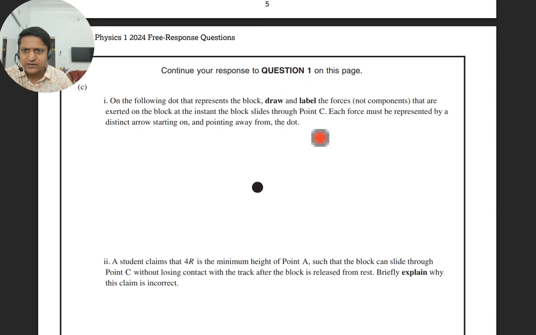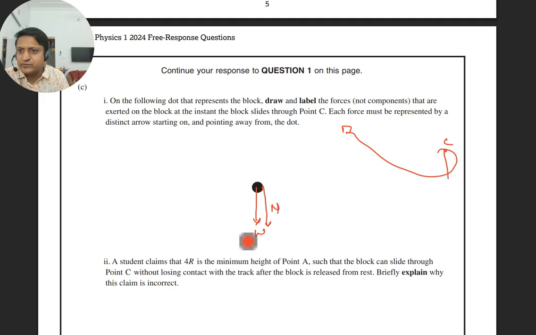Now the C part. On the following dot that represents the block, draw and label the forces that are exerted on the block at the instant the block slides through point C. Okay, so we have to draw the free body diagram. Like this, the object has now gone like this. So this point is C. First of all, there will be weight that will be downwards, and being in an inverted position, there will be a normal force. So the normal force will also be downwards. So there will be two forces, both in the downward direction.